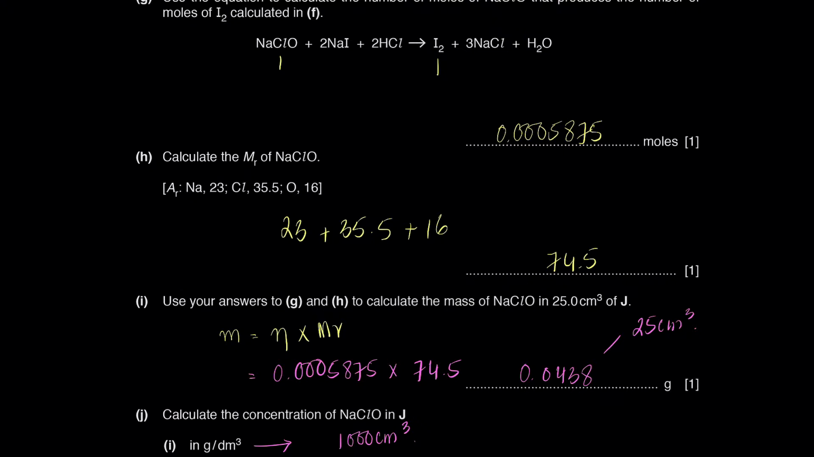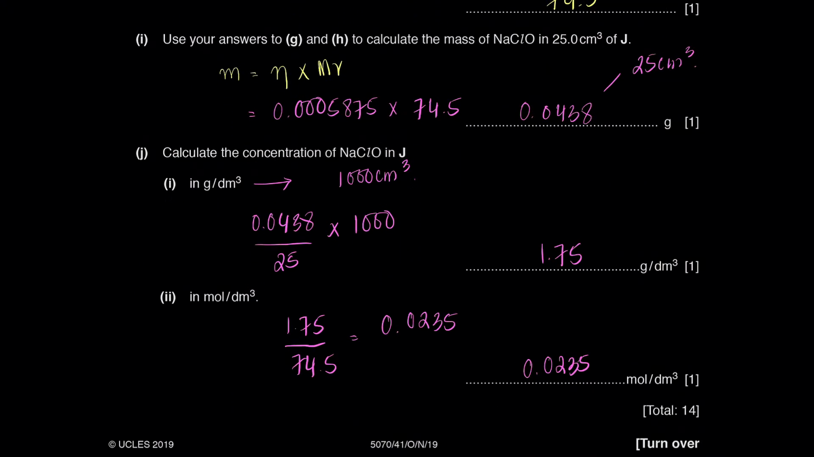Part J, can I explain part J? The first one or the second one? So I can explain part J. So they're asking for calculate the concentration of NaClO. So you can use the formula, concentration is equal to moles per volume, right? So in 25 centimeter cube, this is the moles. You can just say 0.0438, divide that by 25, but this has to be in decimeter cube. So 25 needs to actually be 0.025, right? And if you look closely, that's essentially what I did.